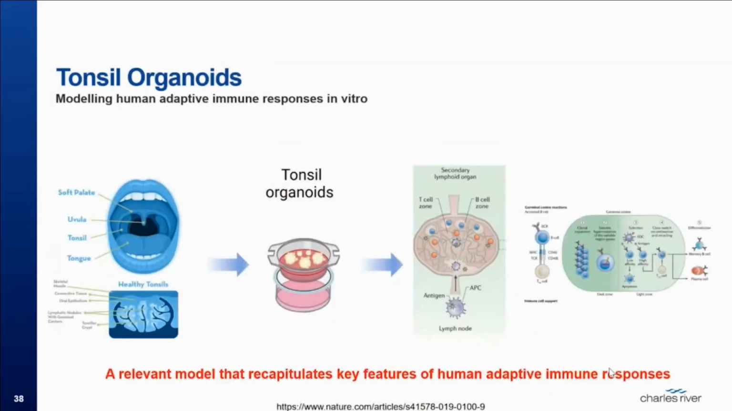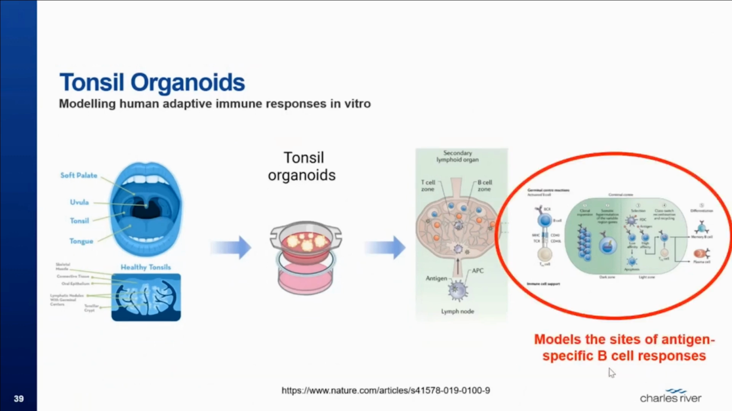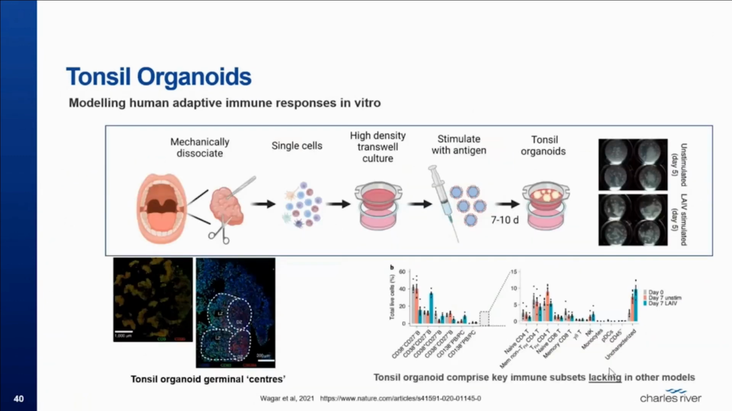So if you'll remember, I mentioned that tonsils are secondary lymphoid organs. And what they go on to show is that organoids generated from this tissue really faithfully mimic some of the features of the germinal center, which I just told you about. So tonsils are readily available from surgeries. They're often removed, as many of you will know. And to generate these organoids, it's actually a very simple process. So you isolate single cells from these tissues, and then you seed them at high density into transwell culture inserts.